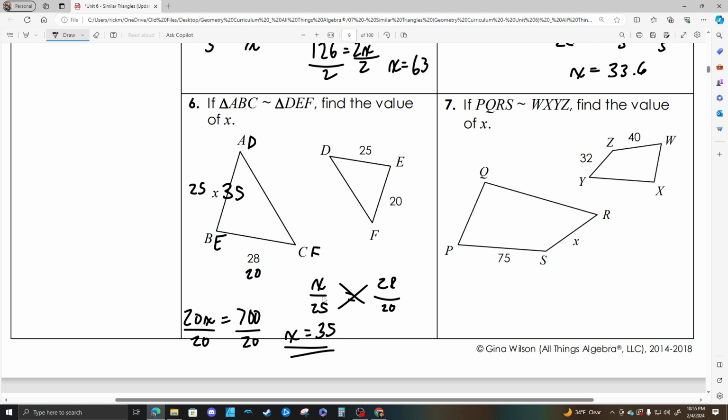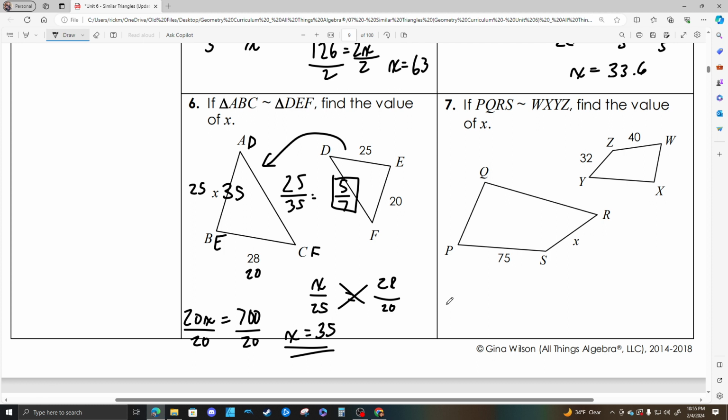Now, if it asked us to find the scale factor, this would get pretty simple, right? Because we would know that we went from 25 to 35, and we could just reduce this to 5 over 7. And that would be finding the scale factor. It didn't ask us to do that, but that's all that we would have to do. We would know that we went from 25 to 35, so it would be 5/7. And that's, of course, if we went from this one to this one, because we went from smaller to larger. All right. That's it.